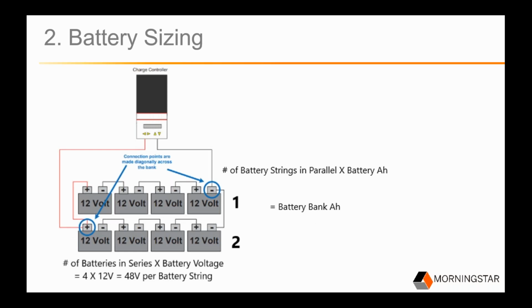For small systems, there might only be a single 12-volt battery, but for larger systems, several batteries will be required. This diagram shows 4 12-volt batteries in series for a 48-volt system and 2 battery strings in parallel for 2 times the amp hour rating of the battery.